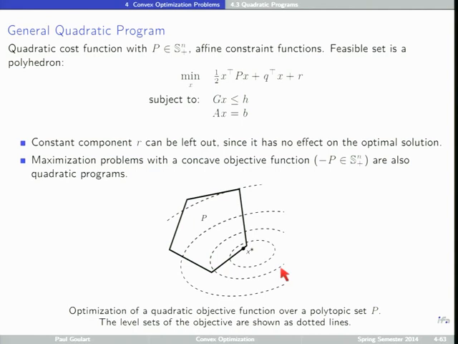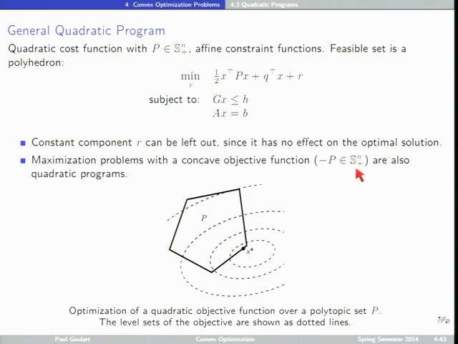And I can also, if I want, maximize a quadratic function, provided that minus P is a positive definite matrix, which just says that if I have a concave objective function and I want to maximize it, then I just change the sign and I minimize it. And then at the end, I don't forget to change the sign of the value that I get.